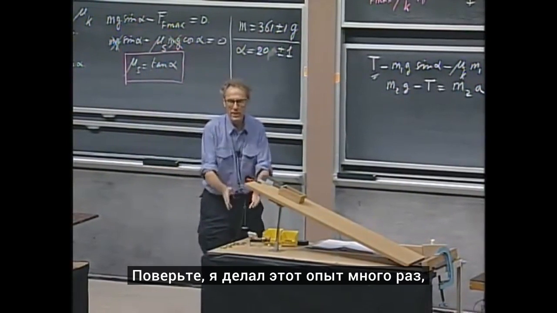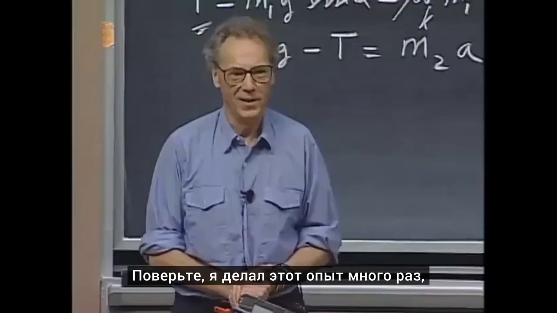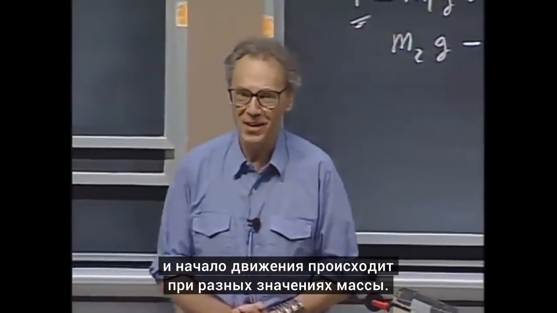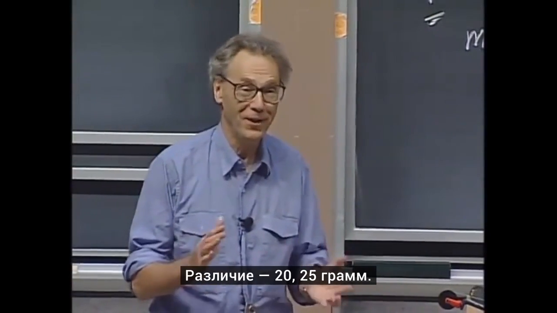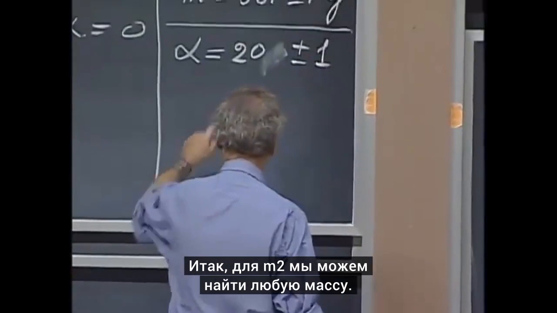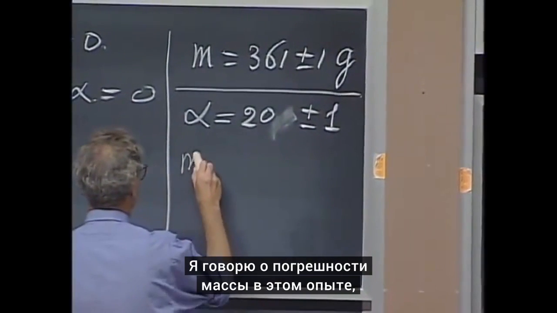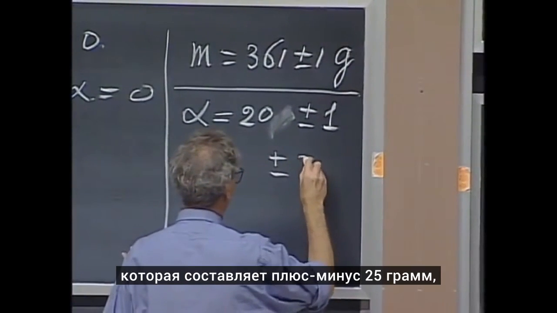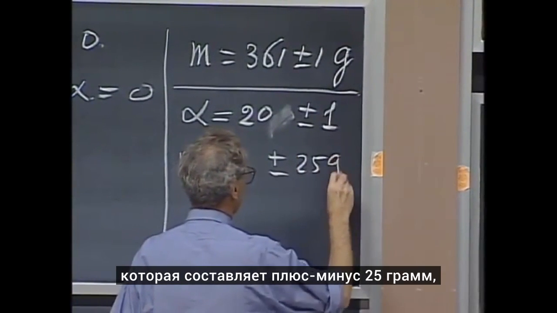Now, I've done this many times, believe me, and the breaking point is not always at the same mass. The mass could differ by 20, 25 grams easily. So whatever number we're going to find for M2, I would say you should at least allow an uncertainty of about something like 25 grams.